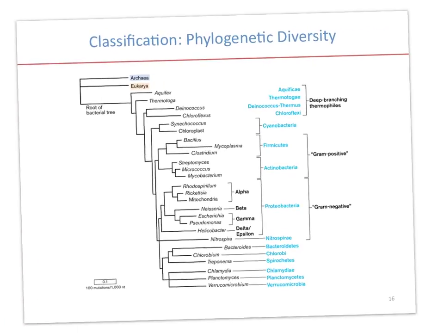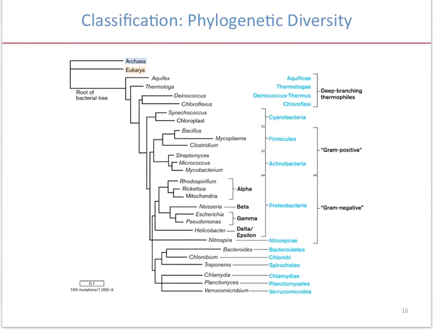And this tree right here is a pretty decent tree of the major bacterial phyla. And as we move through this lecture and the next lecture, we're going to keep coming back to this tree so that when we talk about different groups or different phyla of organisms, we can place them on the tree and understand them in the context of how they're related to everything else.